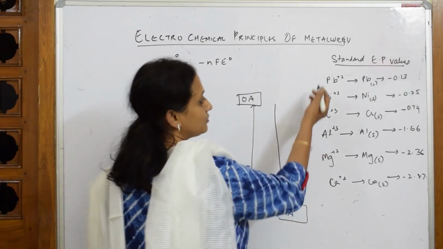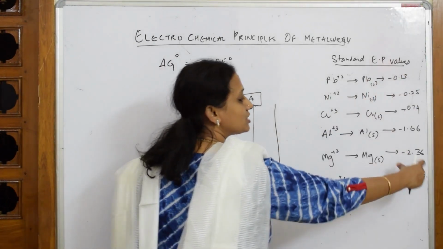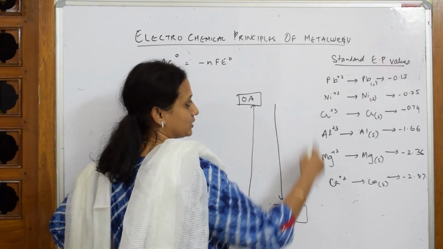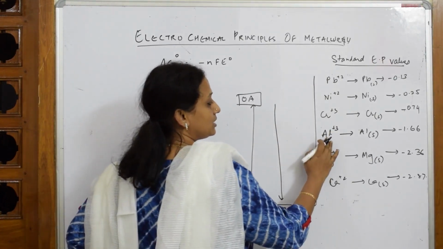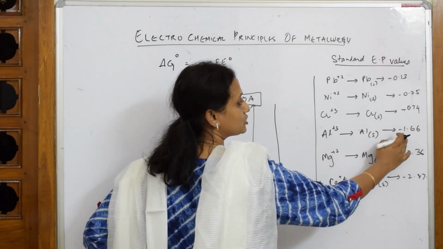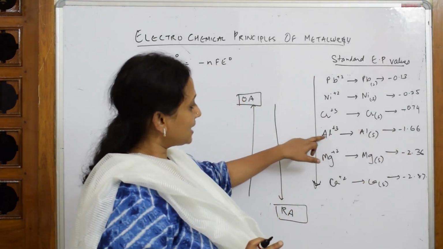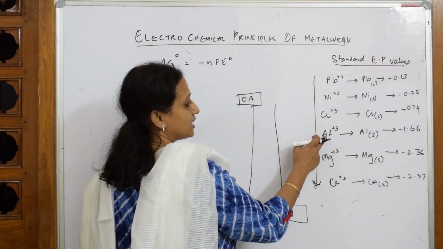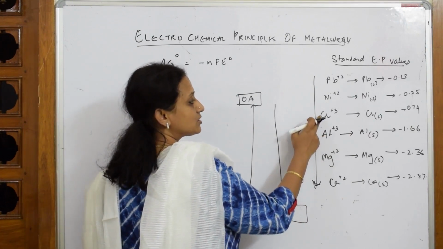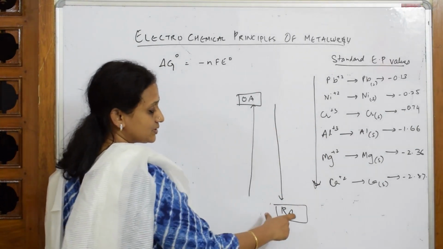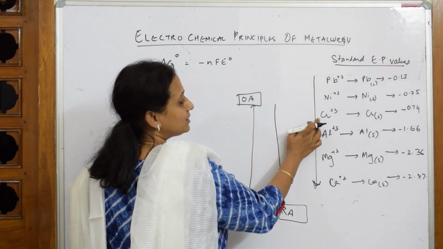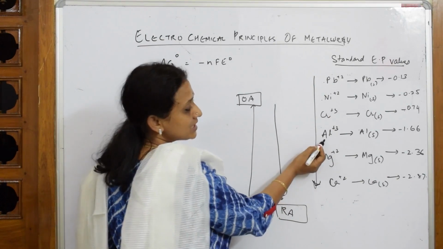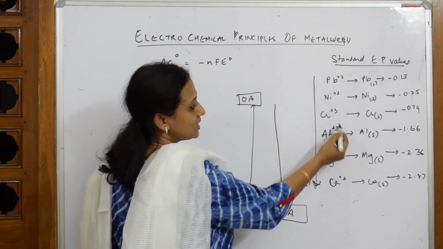Now, I have a series of elements here, and based on the electrode potential values, I have to know which will act as a better reducing agent. Suppose I take aluminium, with an electrode potential of -1.66. As we go down, the one which is below is the better reducing agent. For chromium, the better reducing agent is this. For nickel, the better reducing agent is this. For lead, the better reducing agent is this, because in this series, this is the best reducing agent.